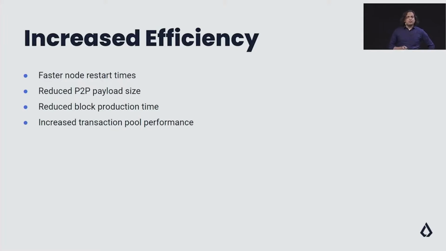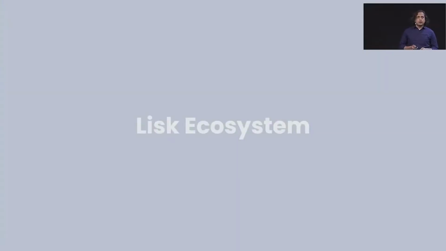Besides these major improvements, we have several smaller improvements made with increased efficiency or by tweaking parameters. Now, with the latest Lisk Core, you get faster node restart times. We have also reduced the payload size of the peer-to-peer communication network. With this, we also have reduced block production times, and the transaction pool performance has increased greatly.